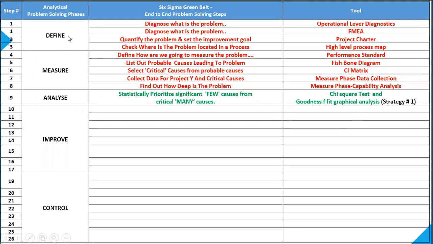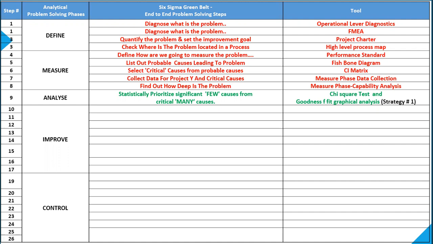In the define phase, we tried to find out the list of different probable problems, then we prioritized the problem to work upon in an upcoming or immediate quarter. Once we prioritized the problem, we quantified the problem, set the improvement goals and documented it. And post that, we tried to locate where that particular problem lies in the process with the help of a high-level process map. That's the define phase.